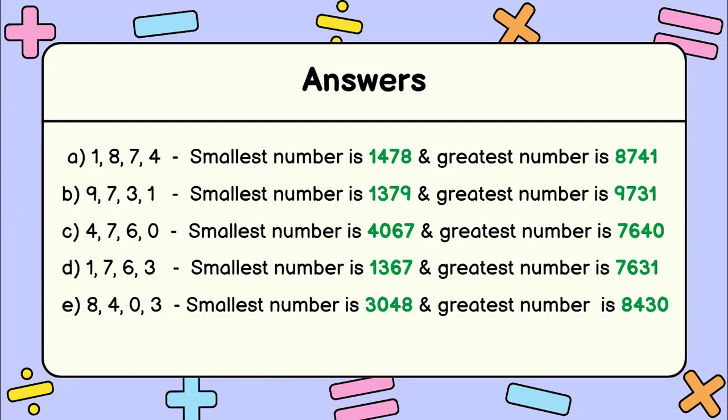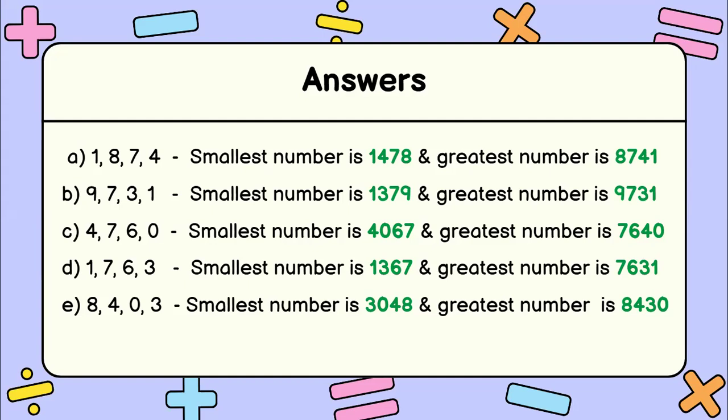Now, D sequence. This is easy. We have the numbers 1, 7, 6, and 3. So the smallest number that we got is 1367, while the greatest number is 7631.